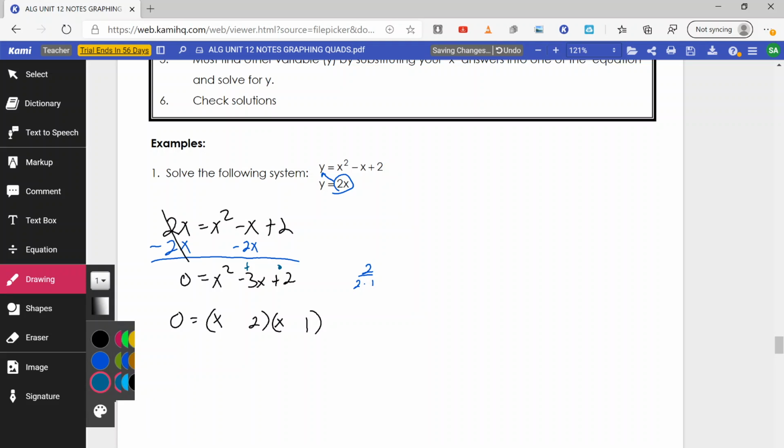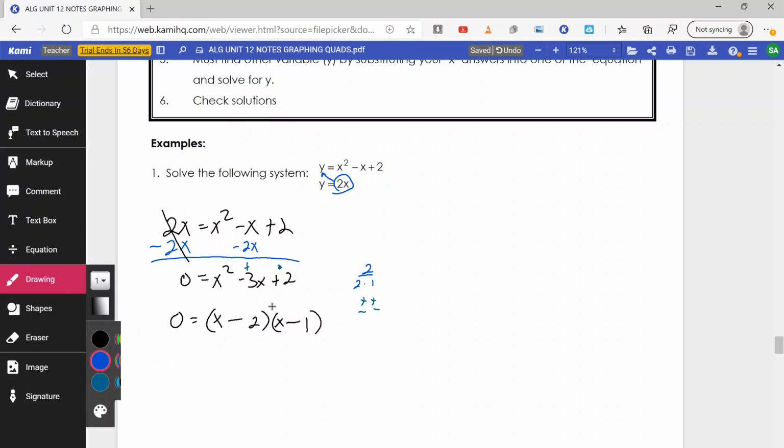The only way I can get a positive 2 is if I did a positive 2 times a positive 1 or a negative 2 times a negative 1. So which one of these 2 combinations is going to give me negative 3? Well, 2 plus 1 gives me positive 3. Negative 2 and negative 1 would give me negative 3. So it's x minus 2 times x minus 1.